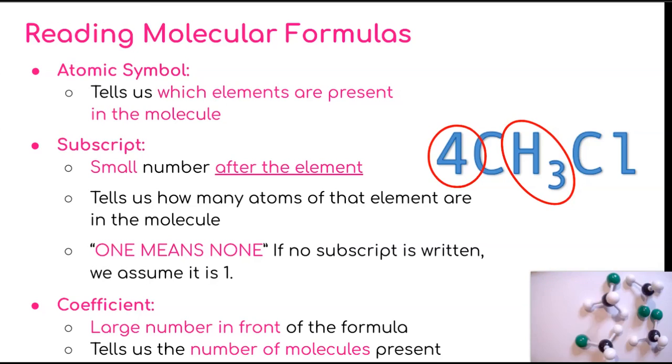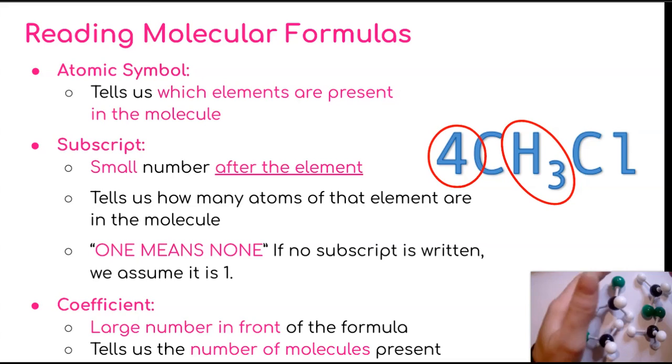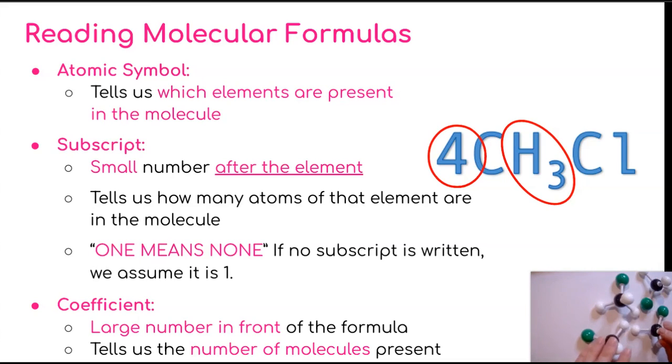Now, in order to find the total number of atoms, we simply need to take the number of each atom present in one molecule and multiply it by the coefficient. For example, we know that we have 1 carbon in each molecule. We have 4 molecules present. Therefore, to find the total number of carbons, I will simply multiply 1 times 4 and get 4. I would do the same with hydrogen and chlorine. In the case of hydrogen, I know that in 1 molecule, I have 1, 2, 3 hydrogens. I would simply multiply that by 4 and find that there are 12 hydrogens present.